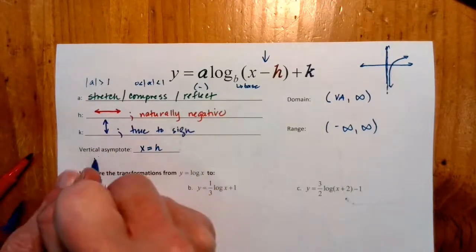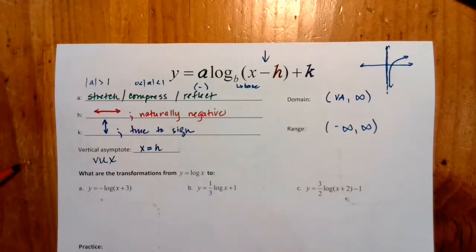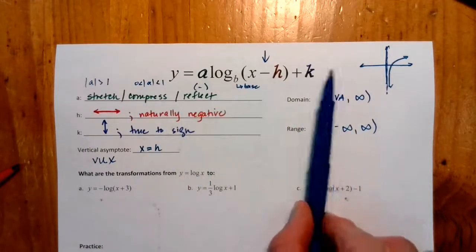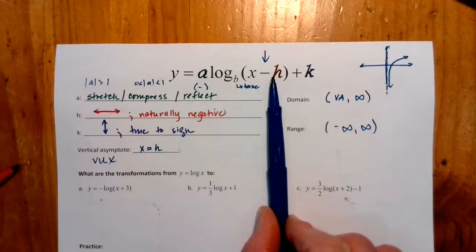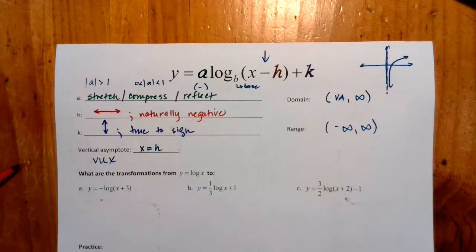And that vertical asymptote is going to be a vertical line. Remember our VUX: a vertical line with an undefined slope and an x in the equation. And this H is going to tell us how far that graph shifts left or right. And remember, it's naturally negative. So whatever H value we see there, in that negative expression, is going to be how our graph moves.